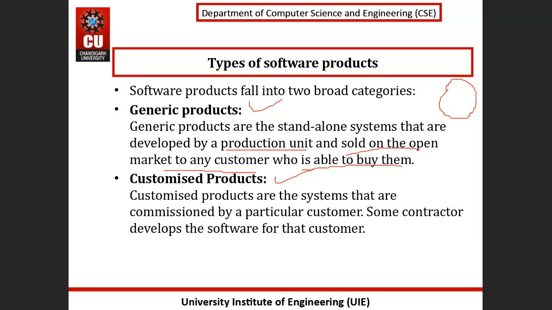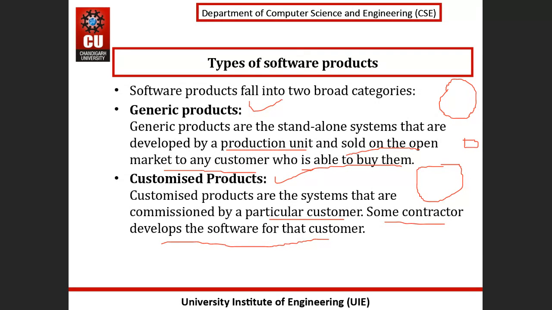Fine. Second category is customized products. So customized products are the systems that are commissioned by a particular customer. Some contractor develops the software for that customer. So customized products are the kind of projects that are assigned to an organization or a firm by a particular customer. For example, if we take the example of our UIMS portal, fine.